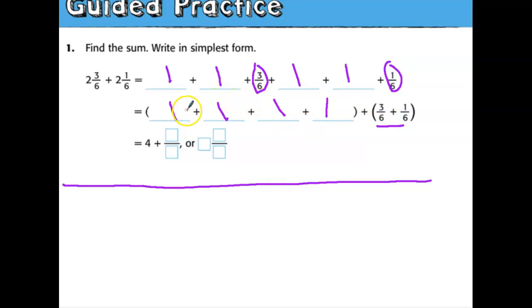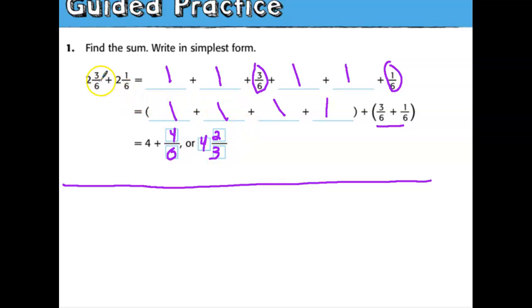So I'm going to add up my wholes. I have 1, 2, 3, 4 wholes. And I have 4/6. Okay. Now, I know I can simplify 4/6. So I have 4 wholes. And if I divide each number by 2, I will have 2 thirds.